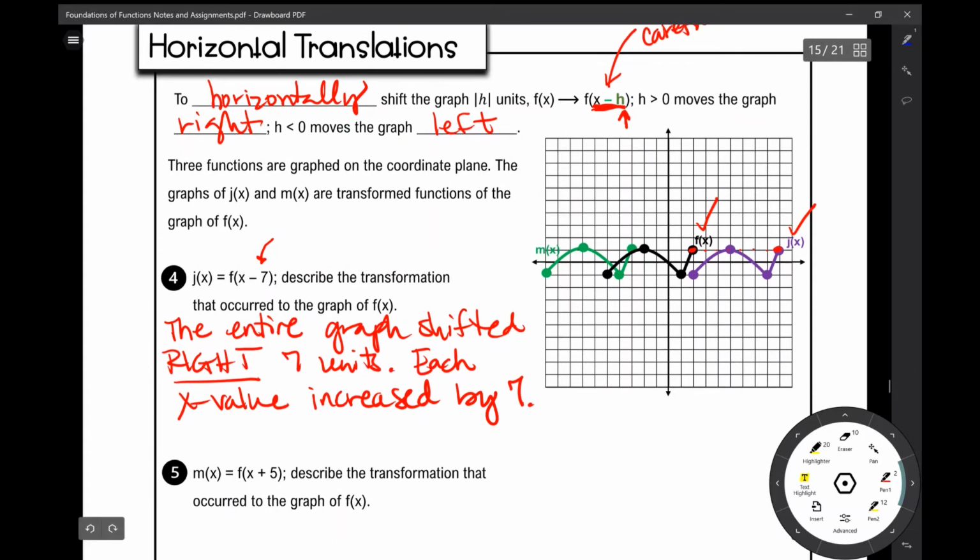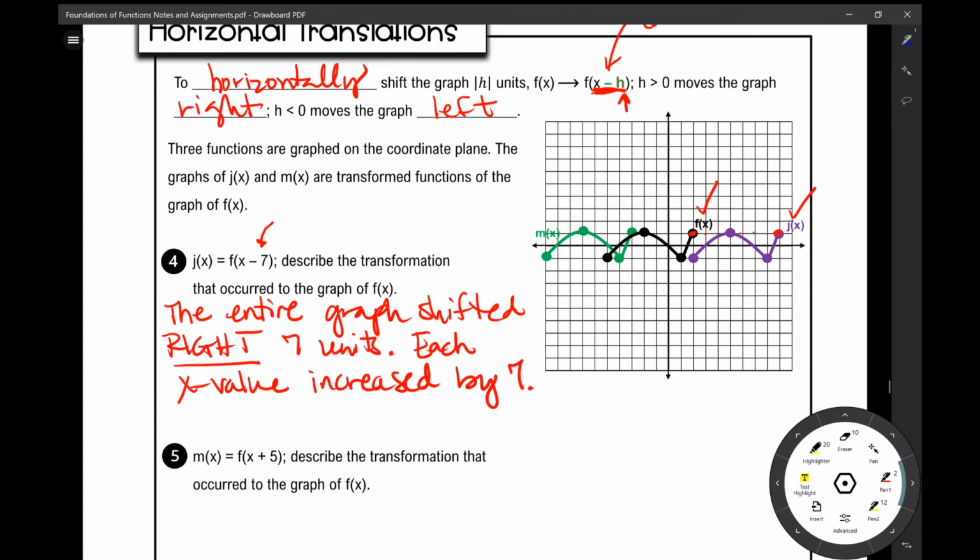Let's move on. M of x equals f of x plus 5. Now again, what's different about these function rules than the ones we just looked at? Well, here our plus 5 is inside our parentheses. That's going to affect our x values, which is going to affect the horizontal part of it. We're moving our function left and right.